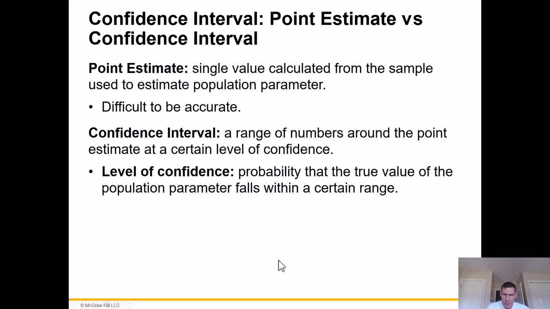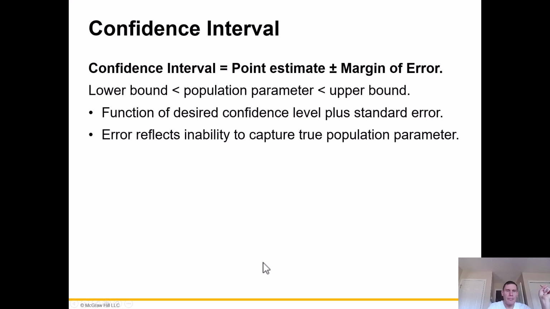Now, the confidence interval, we'll talk about the point estimate versus the confidence interval. So the point estimate is the single value calculated from the sample used to estimate the population parameter. And this is difficult to be accurate because, again, it's an estimate, right? The confidence interval is a range of numbers around the point estimate at a certain level of confidence. The level of confidence is the probability that the true value of the population parameter falls within a certain range. And that's where we get this idea of confidence interval from.